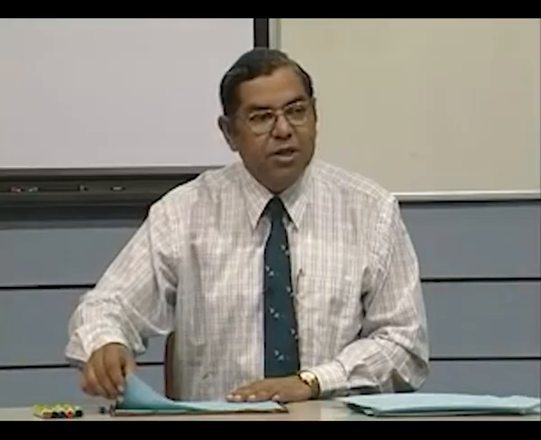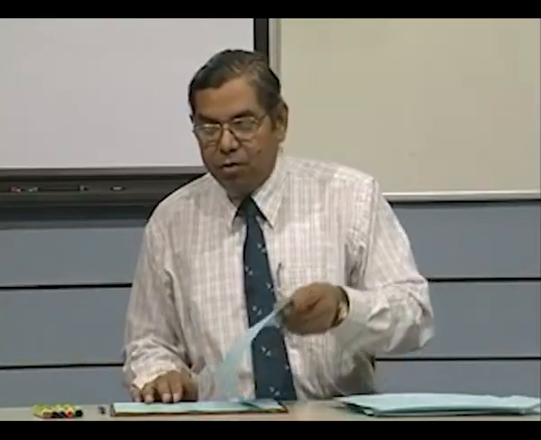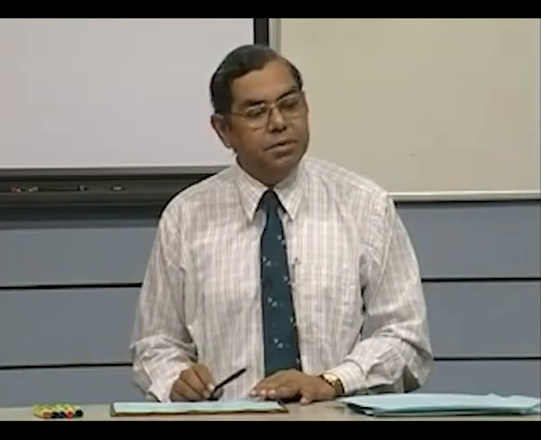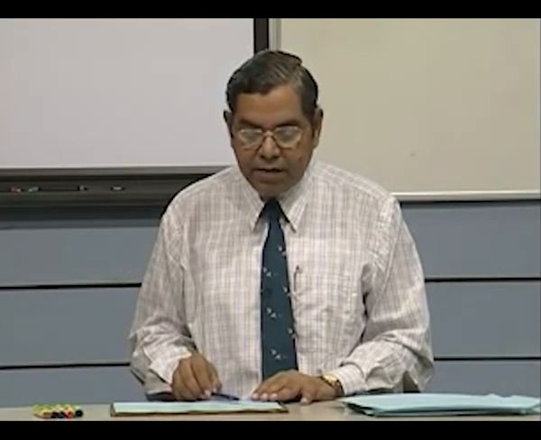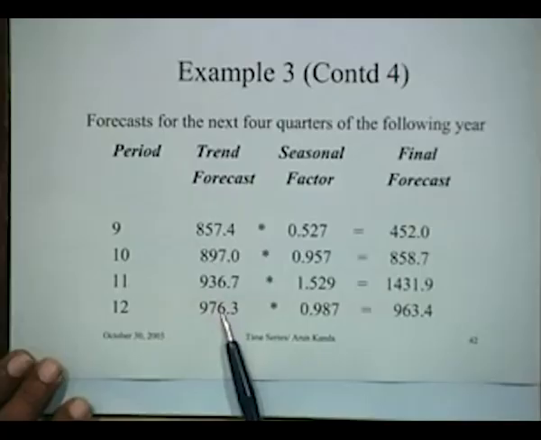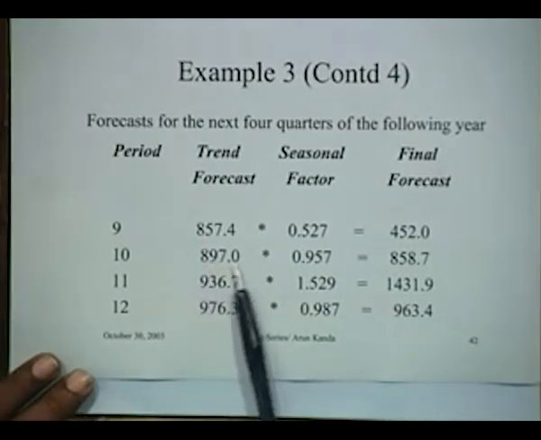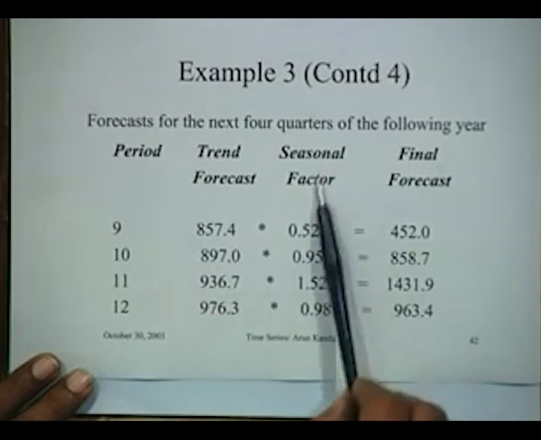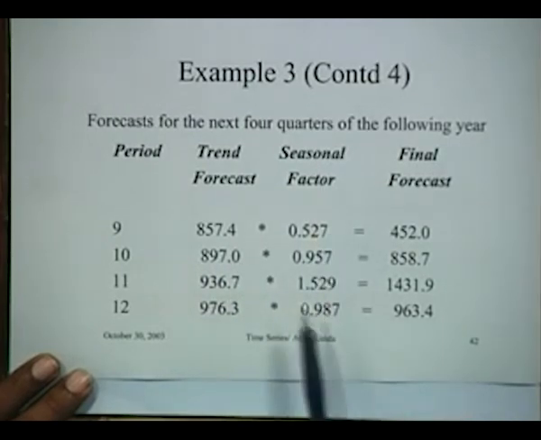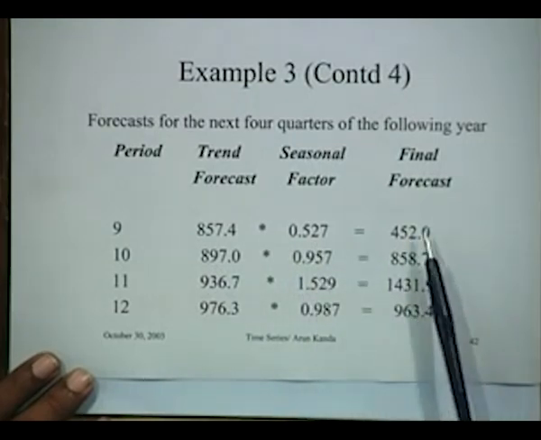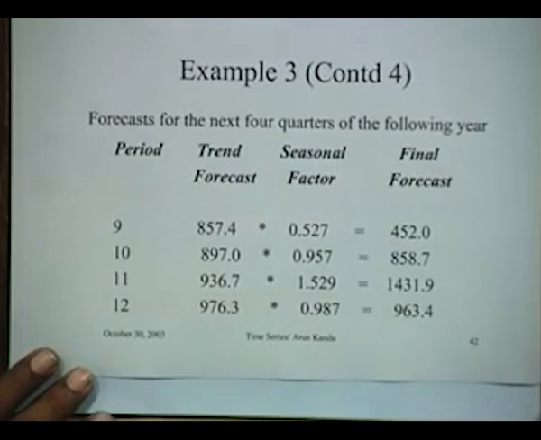So using this information, now we can build a forecast. How will you build a forecast? Suppose you are interested in the forecast for the next 4 quarters of the following year, that is period number 9, 10, 11 and 12. So this is the trend forecast which you get from the regression equation which you have determined, right? 859, 897, etc. The seasonality factors are the ones that you have computed earlier. So you multiply this and this becomes your final forecast. So you get the forecast for the 9th, 10th, 11th and 12th period.